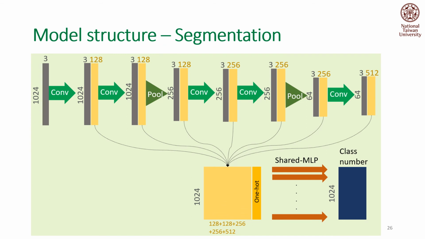The model for segmentation is constructed in a similar structure. The features from different scales are aggregated to enable learning from multi-scale information. By applying the shared multi-layer perceptron, a prediction can be assigned to every single point in the point cloud, generating the output prediction matrix.